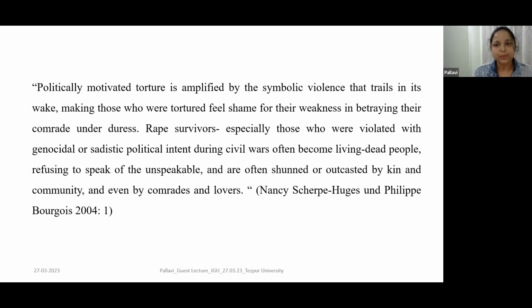Rape survivors, especially those who are violated with genocidal or sadistic political intent during civil wars, often become living dead people, refusing to speak of the unspeakable, and are often shunned or outcasted by kin and community, and even by comrades and lovers, unquote. So the different forms of violence have these four W questions, and the fourth W question is where, which means the conflict reason or the situation that is being created.